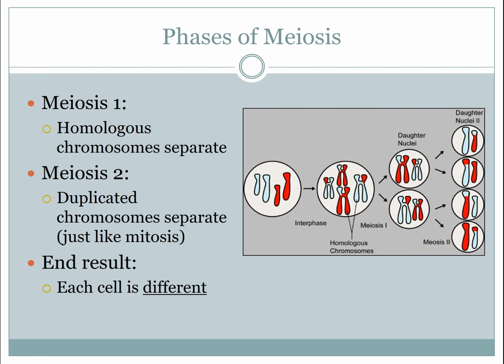But the end result, because of this switching of colors here, which again we're going to talk about real soon, the end result of meiosis is 4 different cells with half the number of chromosomes. And having different cells at the end of meiosis is very good.